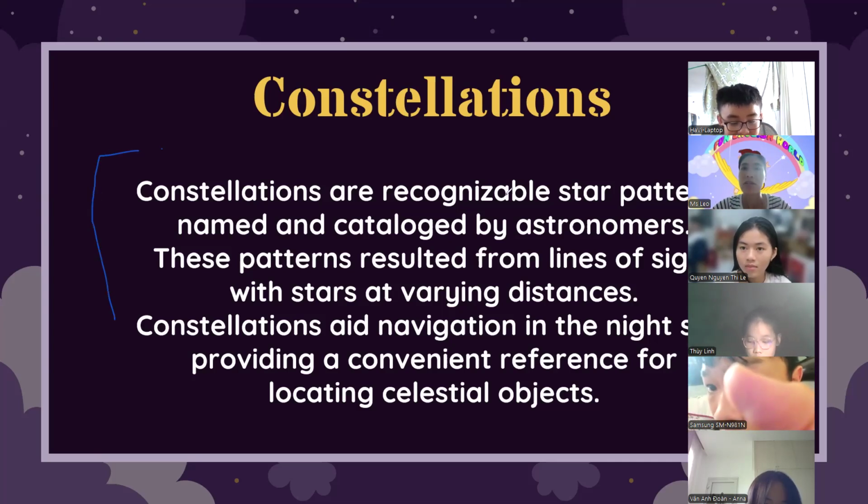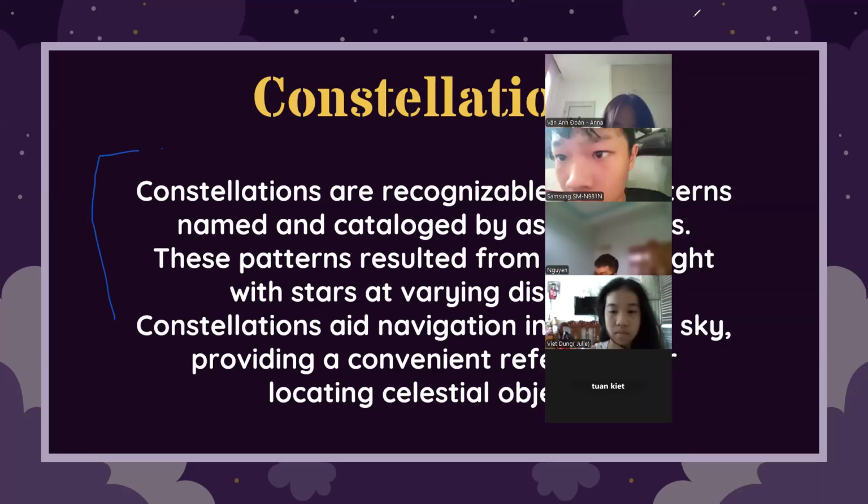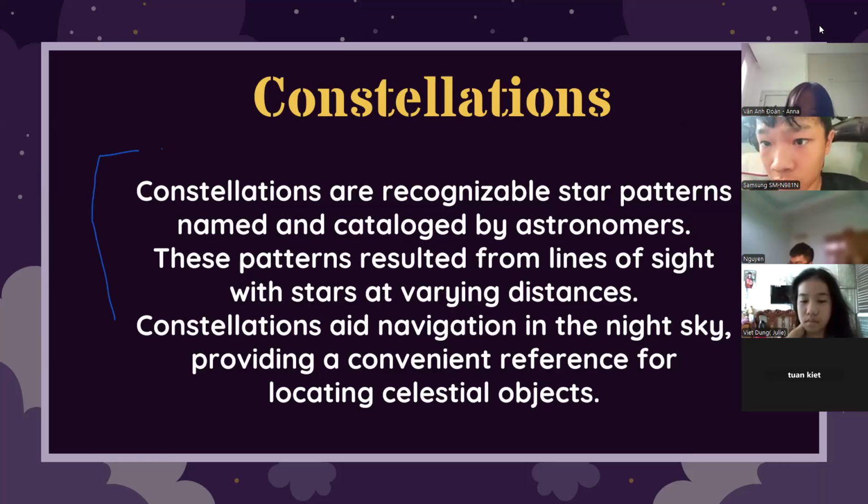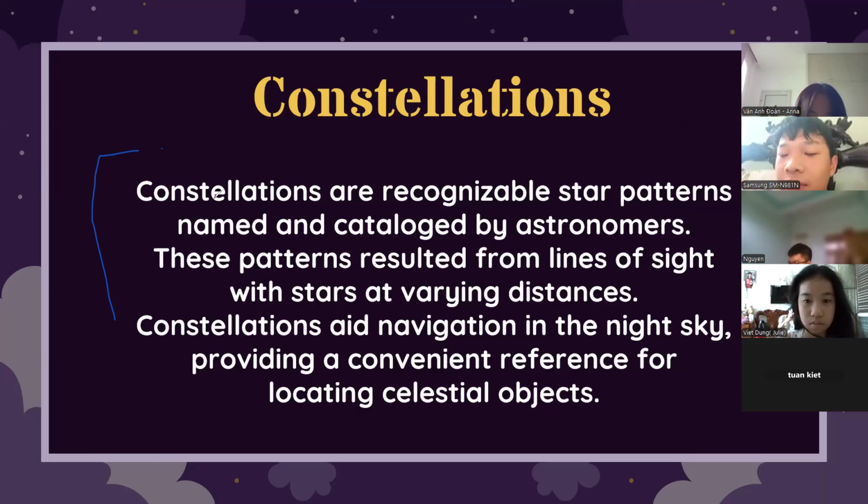Constellations are recognizable star patterns named and cataloged by astronomers. These patterns result from lines of sight with stars at varying distances. Constellations aid navigation in the night sky, providing a convenient reference for locating celestial objects. Celestial objects. What are celestial objects?